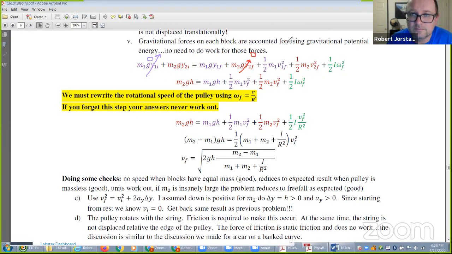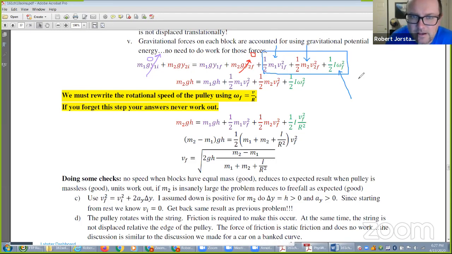Let me get a different color here. All three of these terms, there is your kinetic energy. Notice this one, the first term, is for the purple block translating. I use the translational kinetic energy, 1/2 mv squared, not 1/2 I omega squared. The red block is also translating, so that's also going to be 1/2 mv squared. This one is the one that's rotating, and so I have to use 1/2 I omega squared.